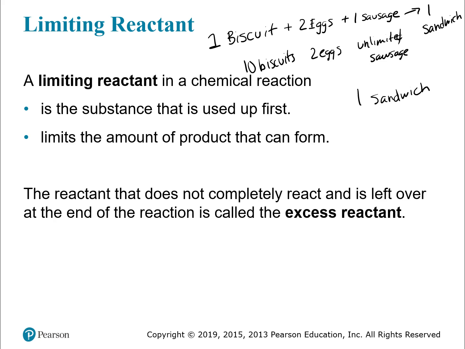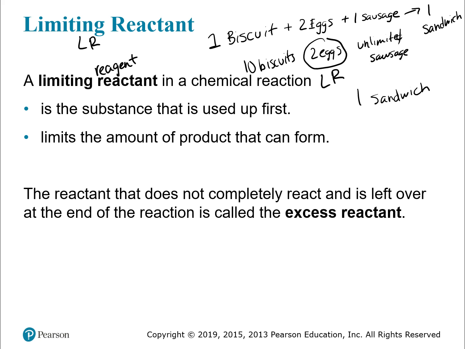In a chemical reaction, the limiting reagent or reactant, I might say reagent, it's the same thing, they're synonyms, is the substance that's used up first. So in our breakfast sandwich example, the eggs would be the limiting reactant, which I also abbreviate LR. It limits the amount of product that can form.